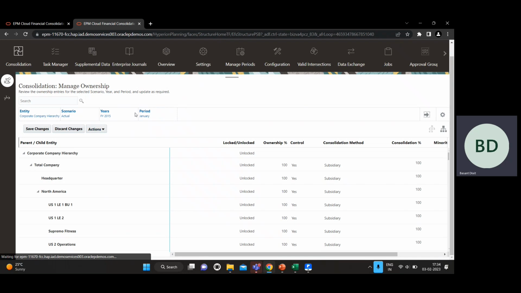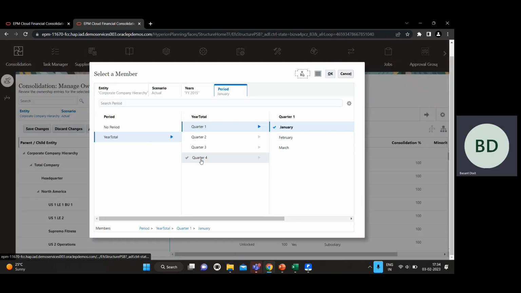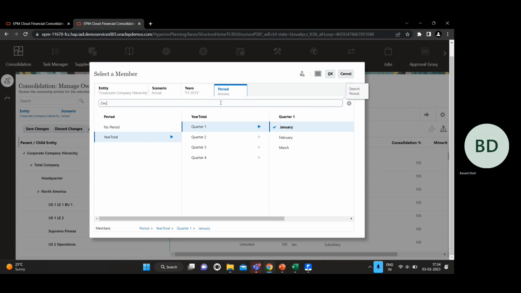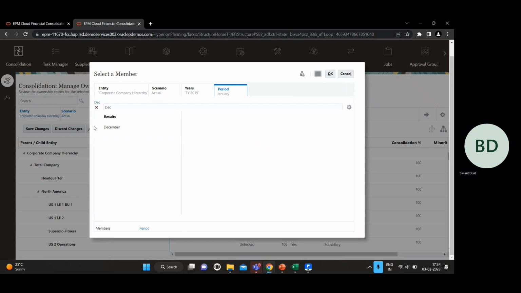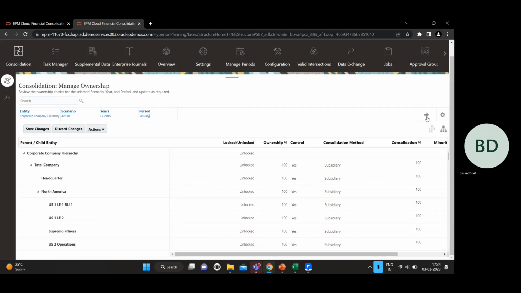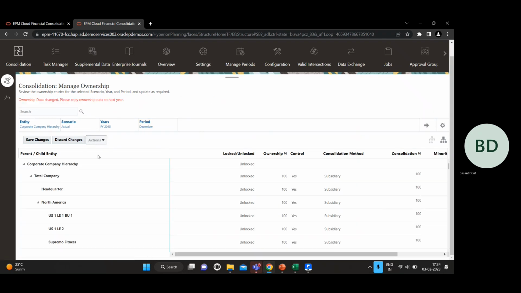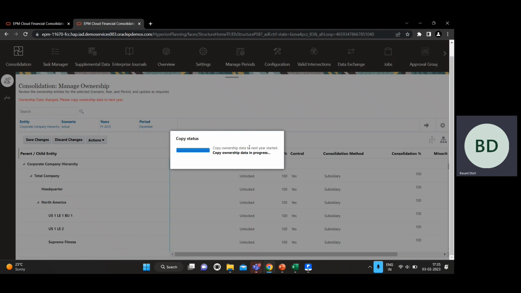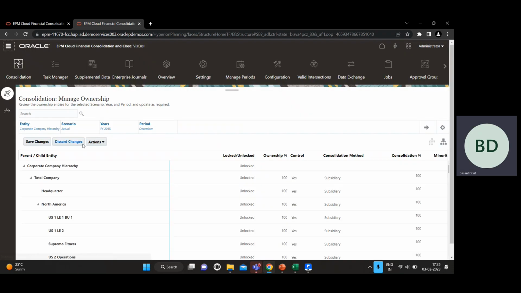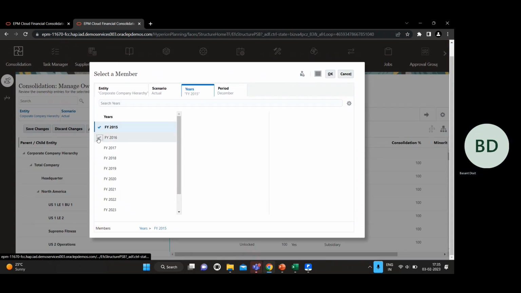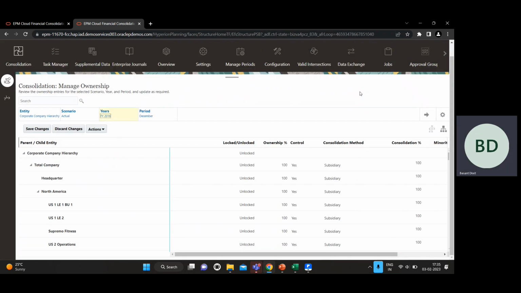Let's go to financial year 15 and select December. And here you have to copy the ownership. With this function, we can copy all the ownership of the previous year to the next year. Okay, it is done. Now we will do the same for financial year 16. 15 is done, now we will do the same in the 16 year.